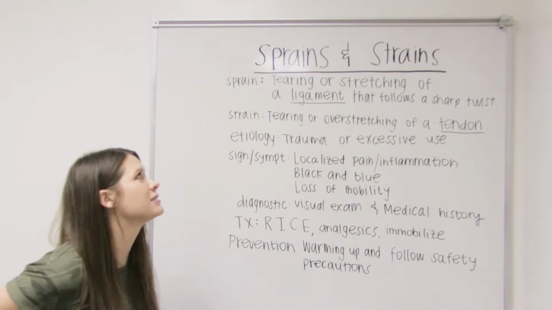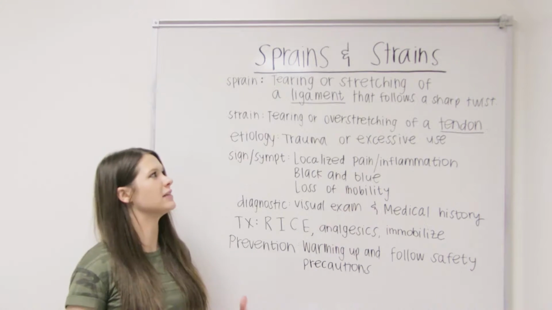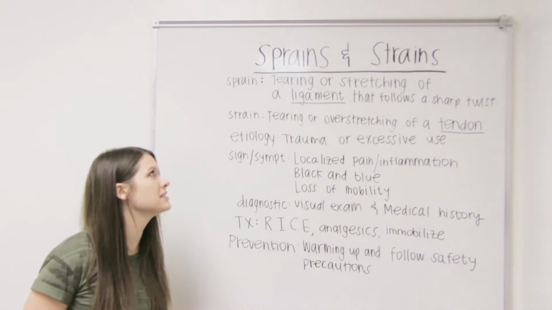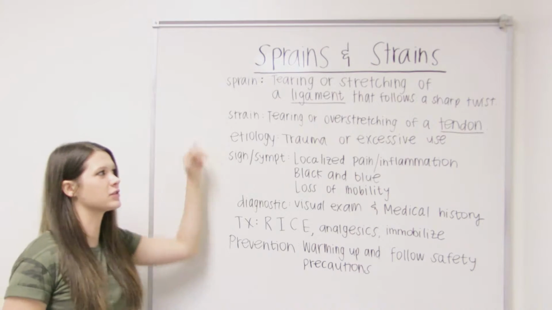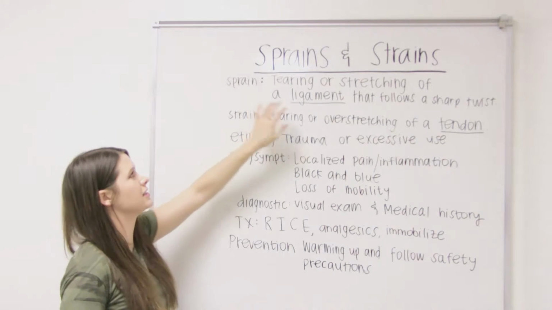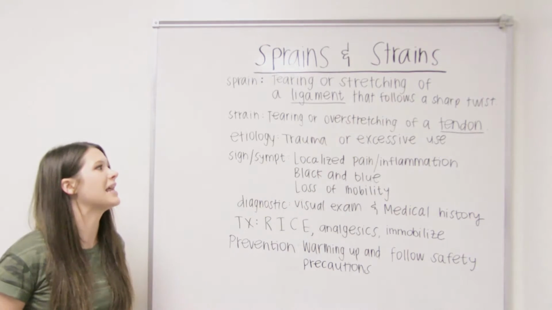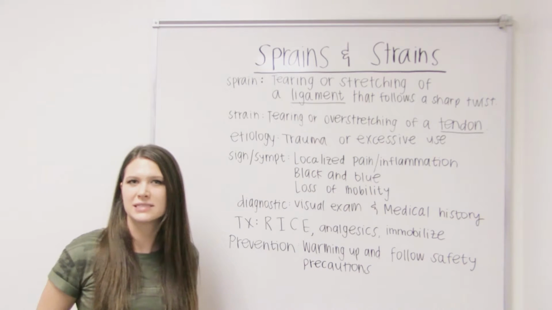Okay, now we're going to talk about sprains and strains. A sprain is tearing or overstretching of a ligament that follows a sharp twist, and a strain is a tearing or overstretching of a tendon. So the difference between these two is a sprain is in the ligament, and a strain is the tearing or overstretching of a tendon. So the etiology of these is just trauma or excessive use.